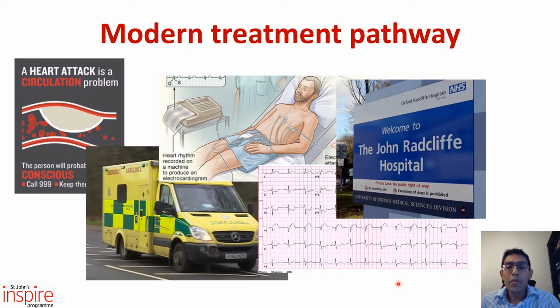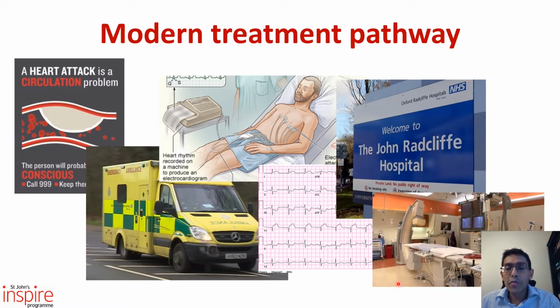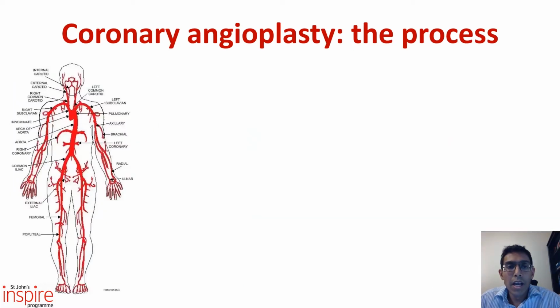They'll therefore be taken to a centre that can do primary PCI, such as the John Radcliffe Hospital here in Oxford. And the patient is brought to a cardiac catheterization laboratory like this for this treatment. So how do we do coronary angioplasty? Well, we need to get a wire and balloon to the affected artery around the heart.